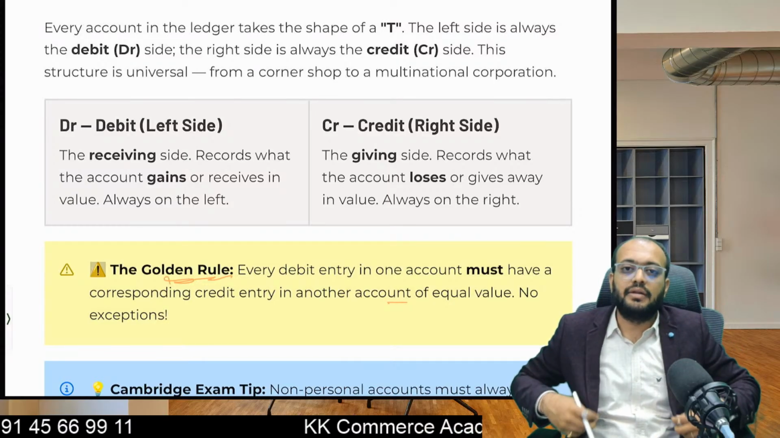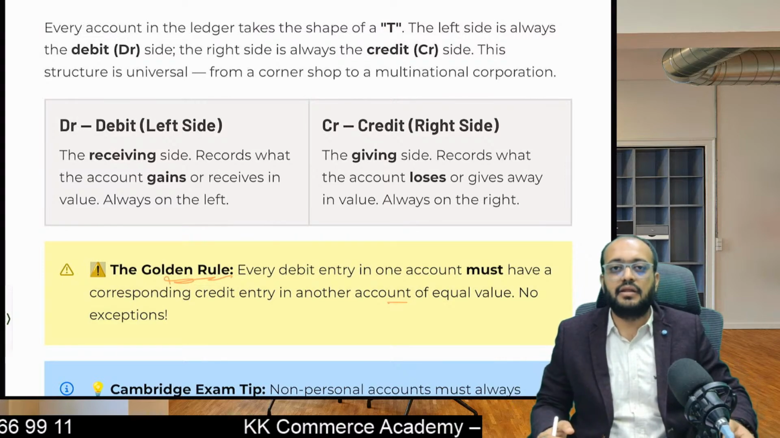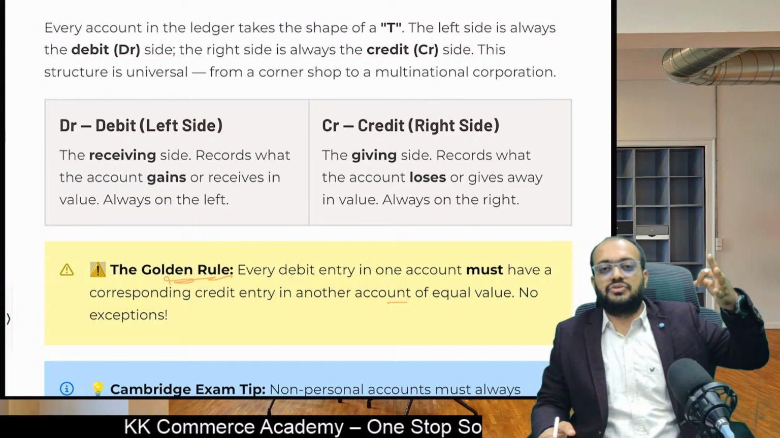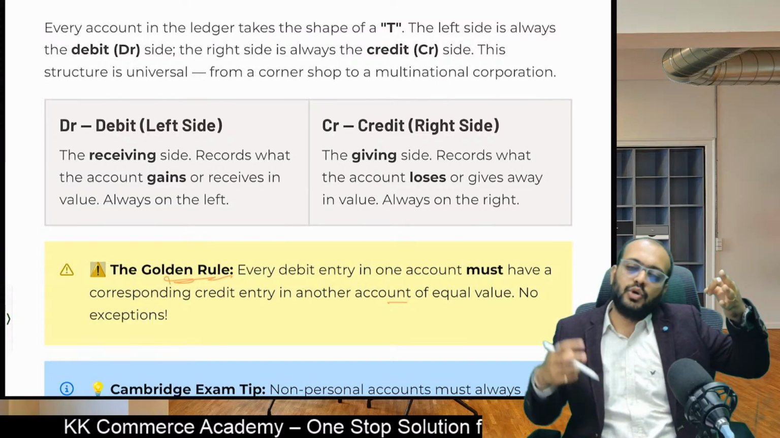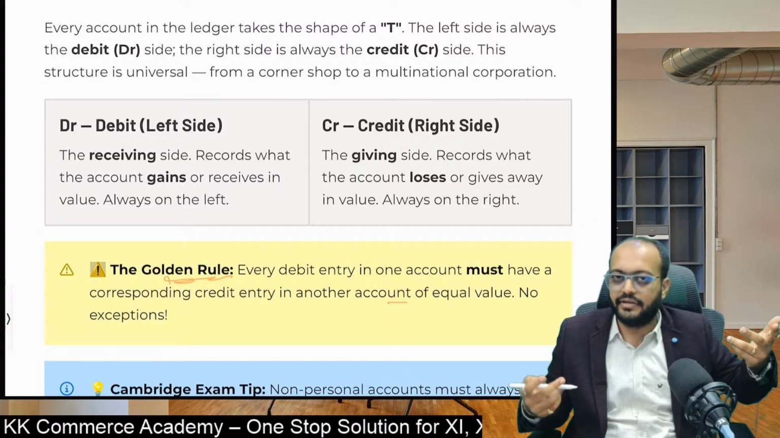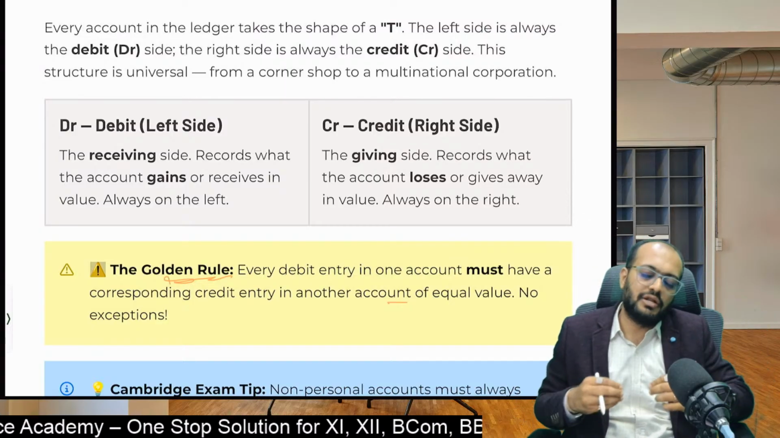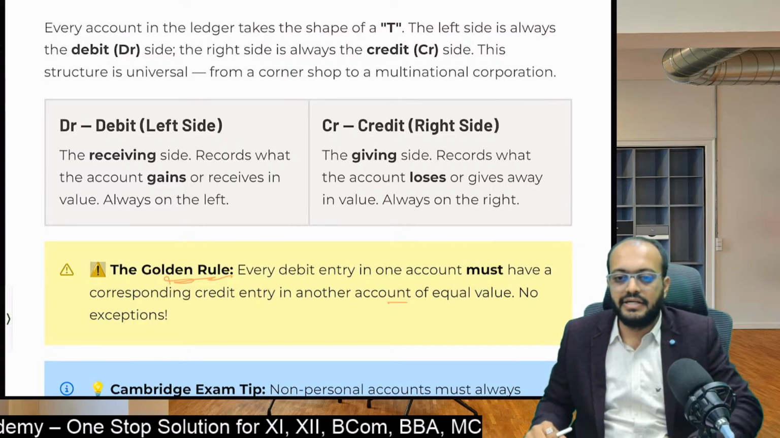Why am I saying total? Because there is a possibility that there are multiple debits. For example, three different accounts debited and two accounts credited. Still, it has to be tallied. Or two accounts debited and only one account credited, it has to be tallied. So always remember, the total of the debit side and the total of the credit side always match.